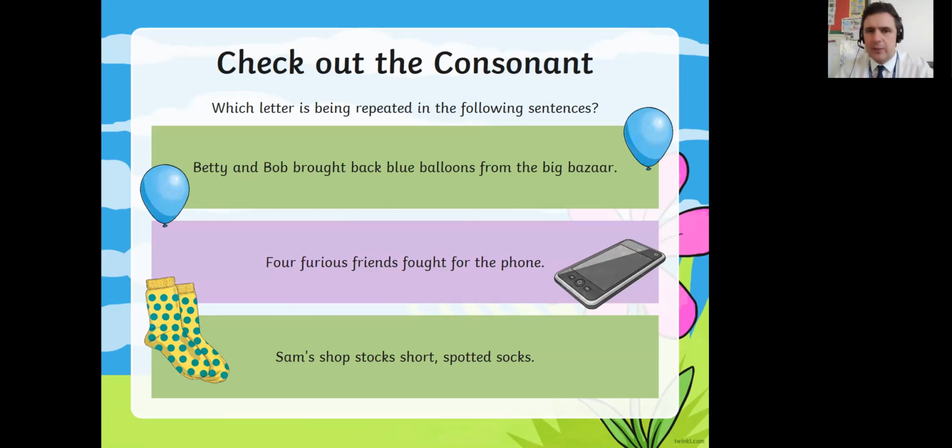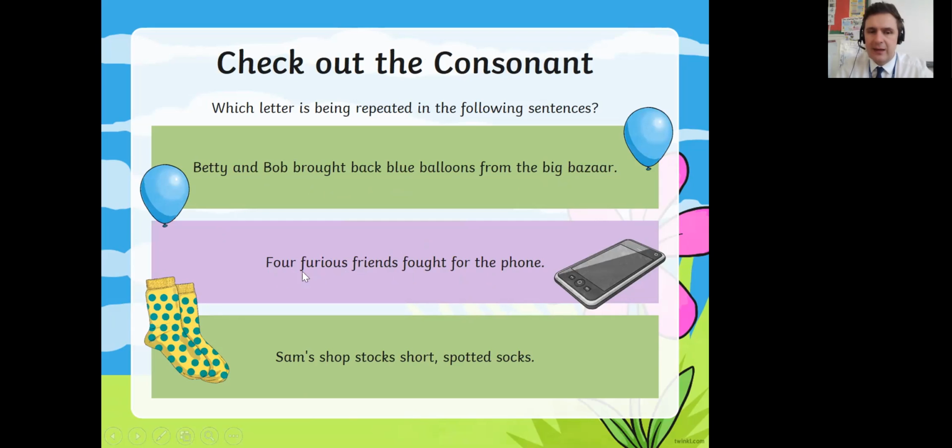So what about these here? Which letters are being repeated in these following sentences? Betty and Bob brought back blue balloons from the big bazaar. So what's the repeated letter in there? I'm hoping you picked out that it was a B. Betty, Bob, brought back blue balloons, big bazaar, all beginning with B. It's almost like a tongue twister, isn't it? Four furious friends fought for the phone.